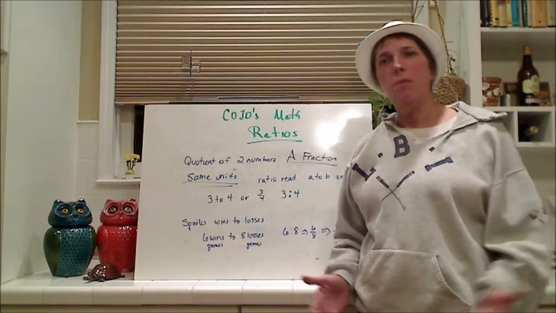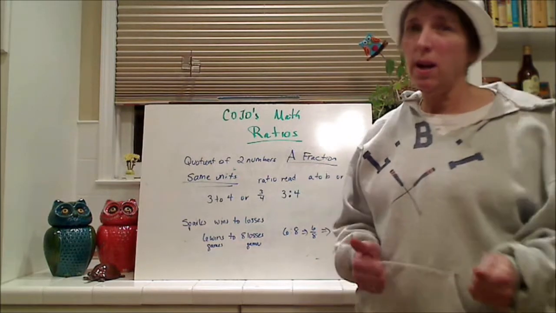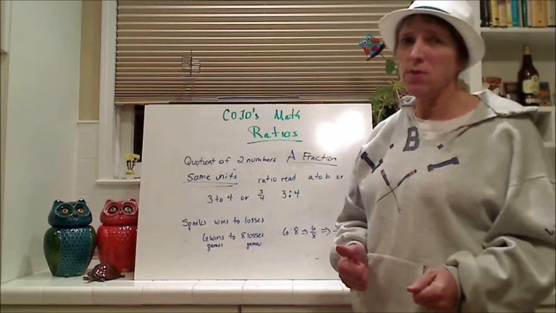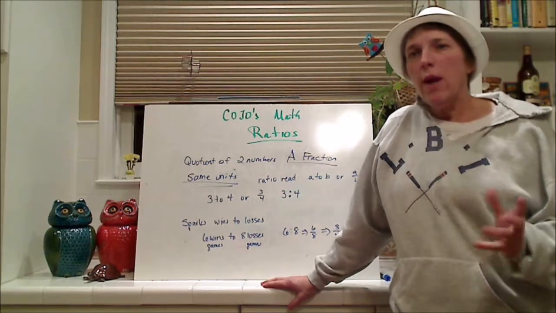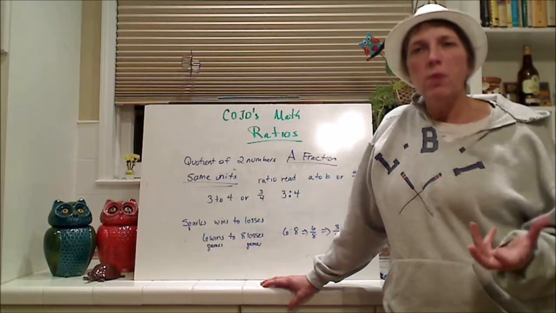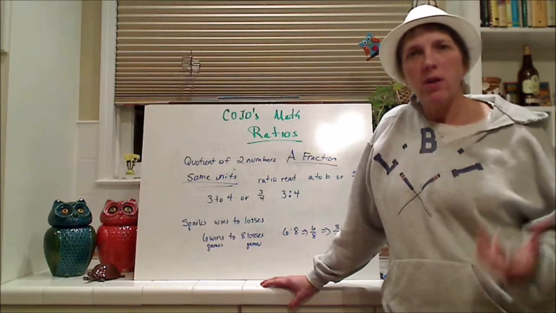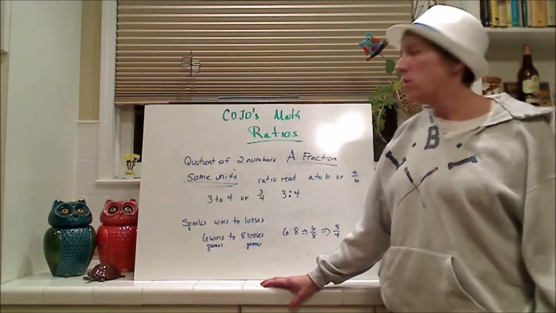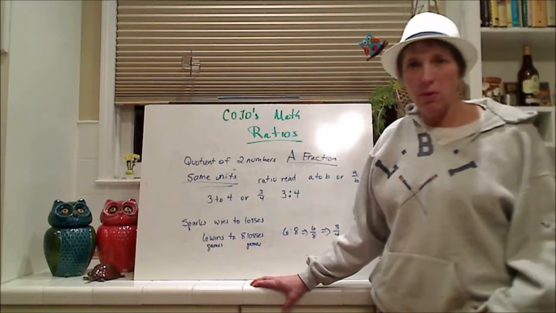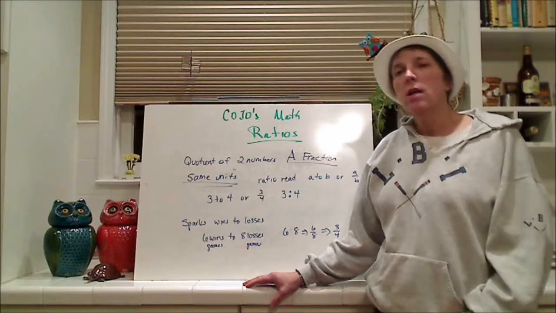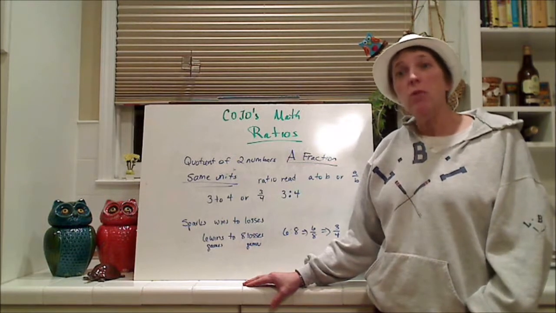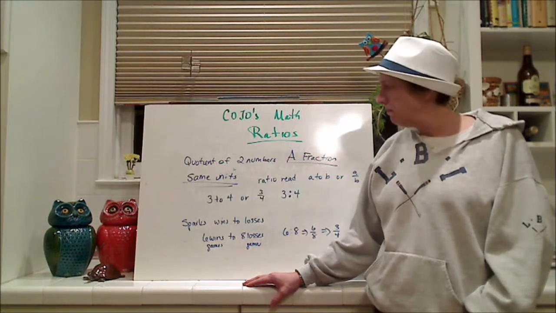It's been a while, but it's time to hit the ground running because we have a lot of work to do in these last few months of school. So today we're talking about ratios. Ratios are not that difficult if you remember the definition. Ratios are written as a quotient of two numbers, or a fraction, and they have to have the same units that you're talking about.